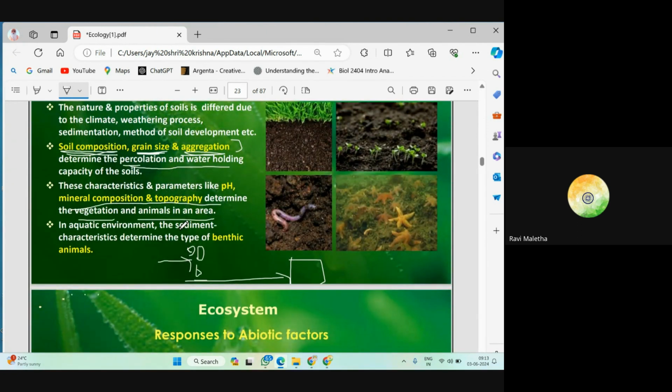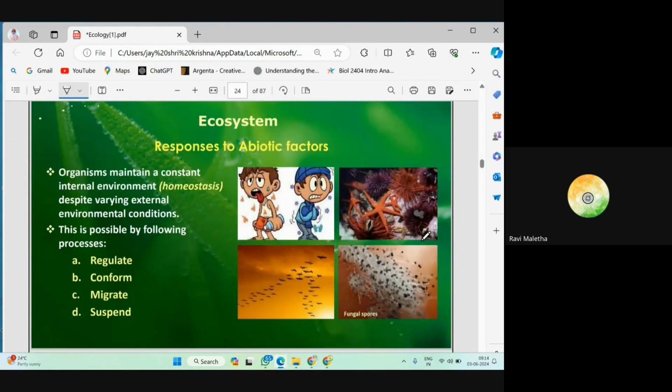In the aquatic environment, the sediment characteristic, meaning the characteristic of soil present at the bottom of the sea, will determine the types of benthic animals. Like at the bottom of the sea, the type of soil determines which animals are present. Benthic animal, I already explained to you. For example, this is a benthic animal, starfish. Next, very important, response to abiotic factor.